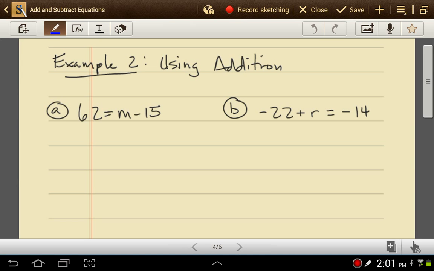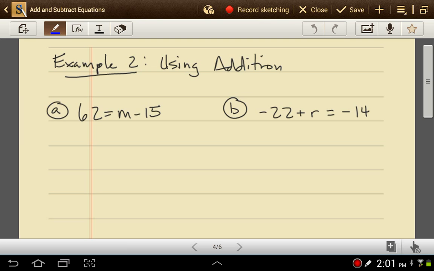All right, example 2, using addition to find these. I have my first problem. This time I have the variable on the right side. That does not change my process. If you think of my previous two problems, I'm always adding or subtracting the numbers that are on the same side as the variable. So I first want to locate my variable. It's on the right side, so I'm going to be using the number on the right side in this example.